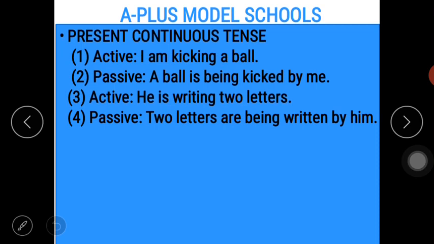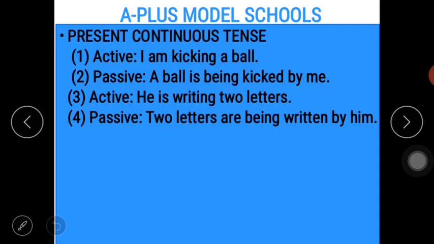That's the active form. Now, the passive says, a ball is being kicked. Being, take note of being. A ball is being, continuous. A ball is being kicked by me. That's simple. Remember, I is for me. You have the me here as well. So a ball is being kicked by me. I believe you get that now.